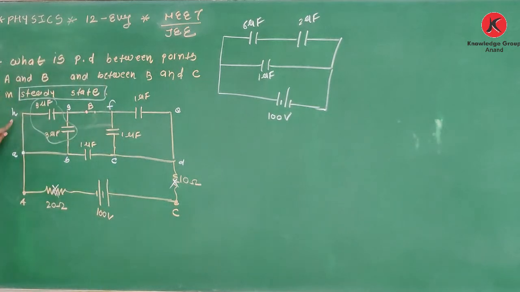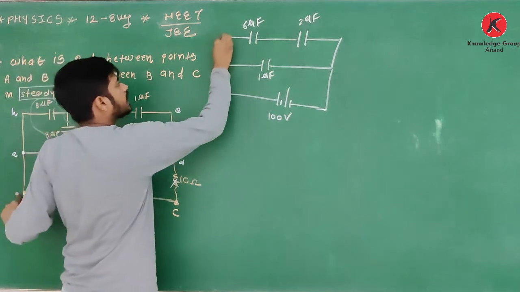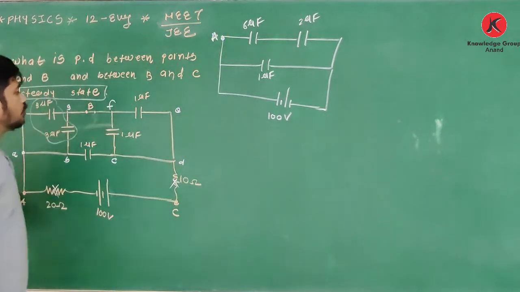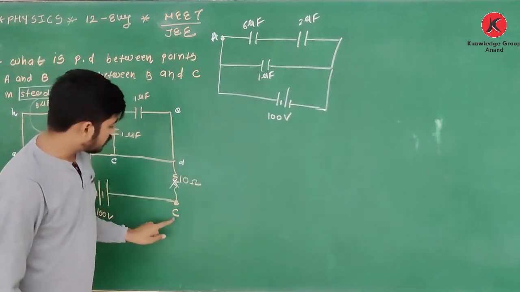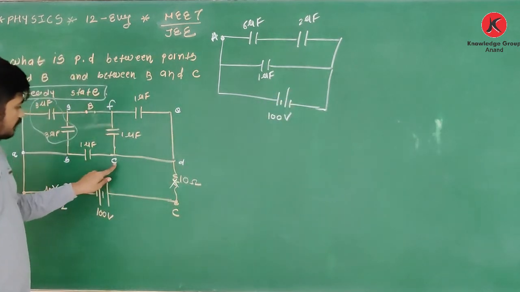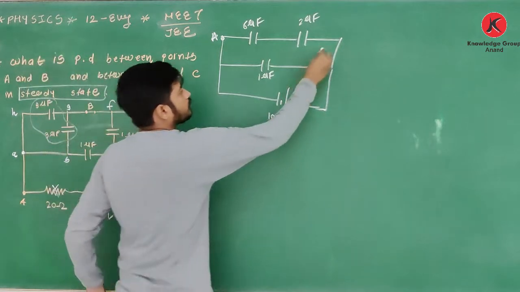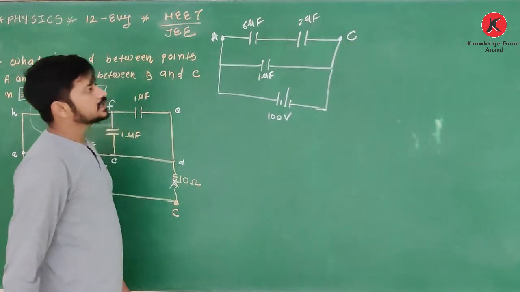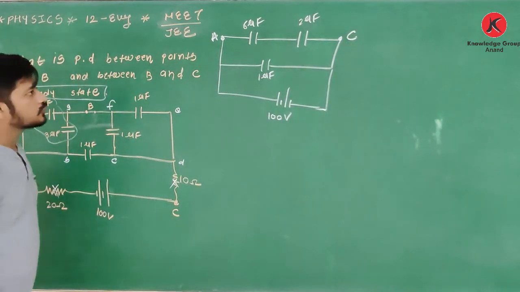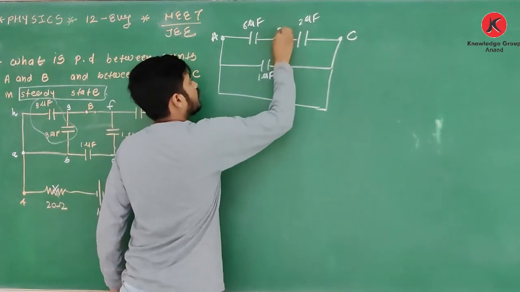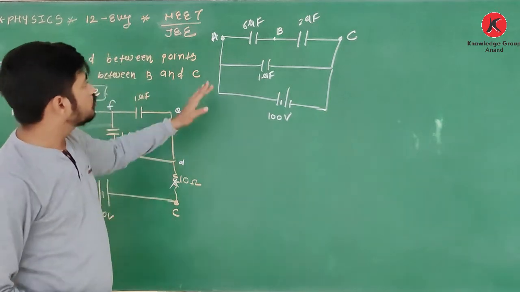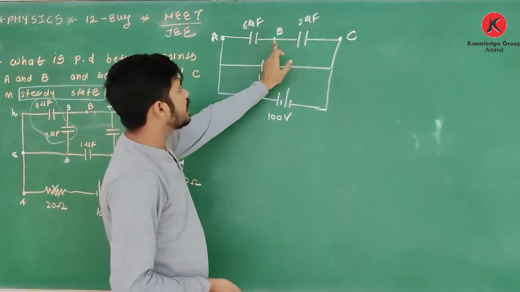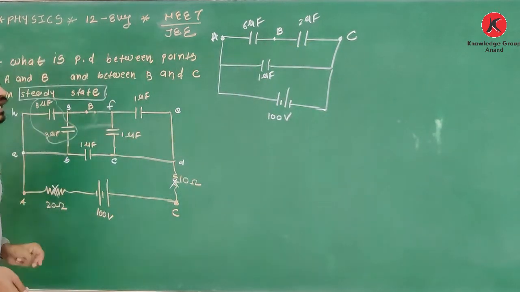Clear? Now see, this H, A, B, A, these all are common points, so I can write A here also. This C, now this resistance is neglected, so this C, D and E are common points, so I can write C here. Simple. Okay, so yes, it is point B. Now what is your question? You have to find the potential difference between the two ends A and B, and similarly between B and C.